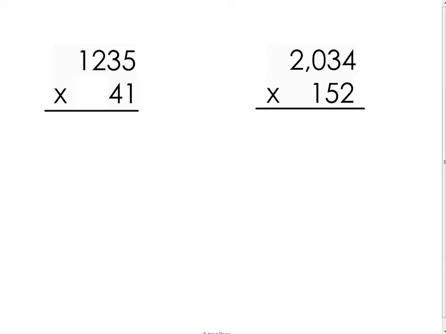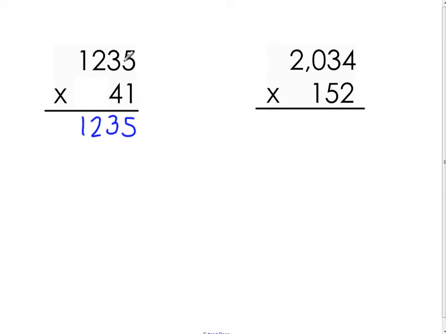Now let's take what we know and multiply a 4-digit by 2-digit number. And then we'll multiply a 4-digit by 3-digit number. Starting with the ones place, we're going to distribute. 1 times 5 is 5. 1 times 3 is 3. 1 times 2 is 2. And 1 times 1 is 1.